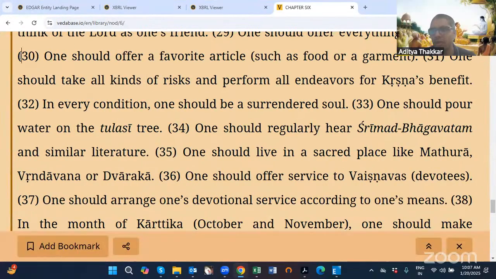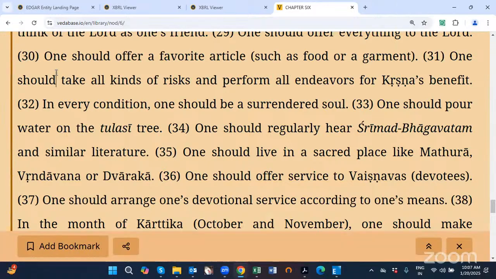This also I should read, Mataji, or someone else should read it? Read. Okay. You can read.